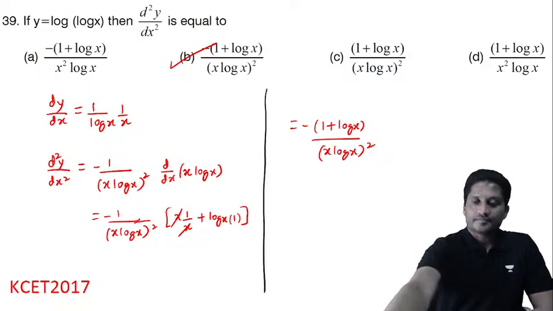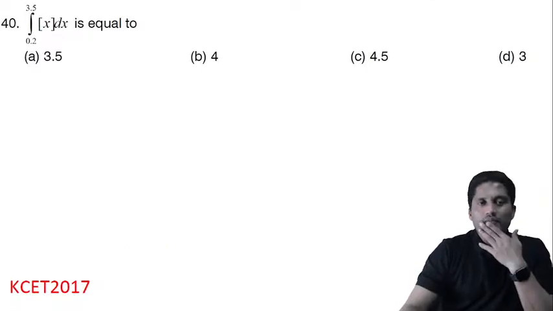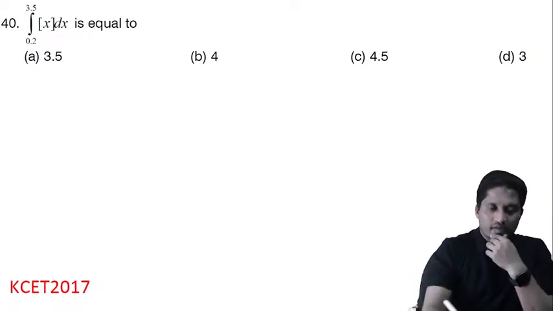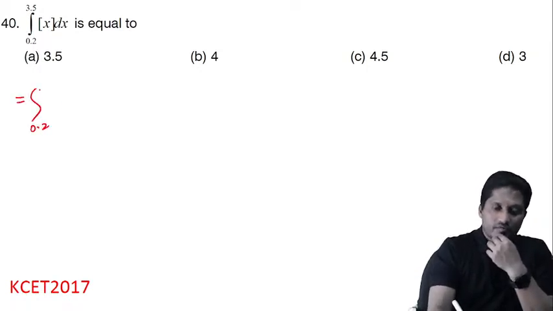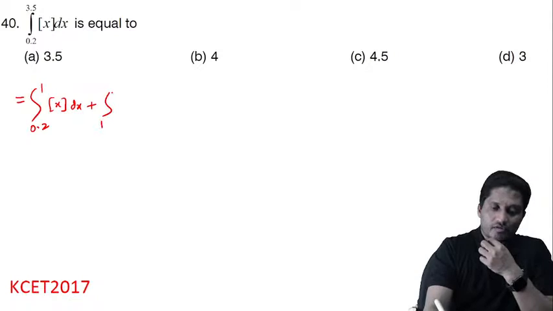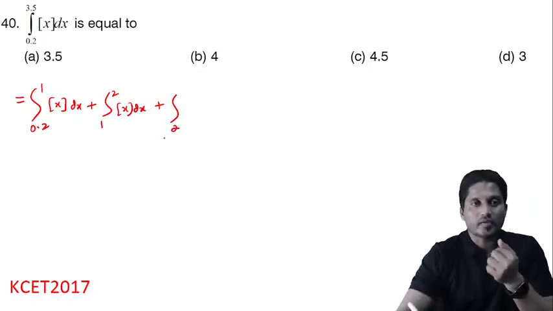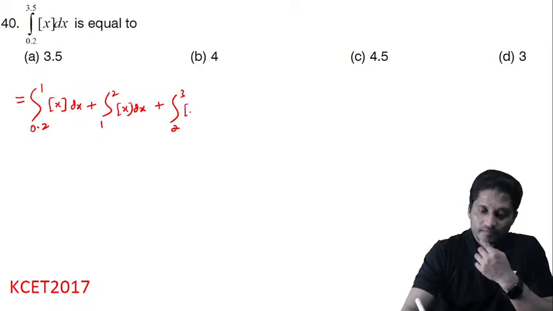Let's move to the next question. Integration from 0.2 to 3.5 of box x dx. See, all the integers between 0.2 and 3.5: that is 0.2 to 1, and then plus integration of 1 to 2, and then plus integration of 2 to 3, and then plus integration of 3 to 3.5, box x dx.